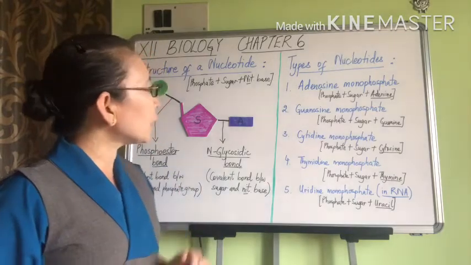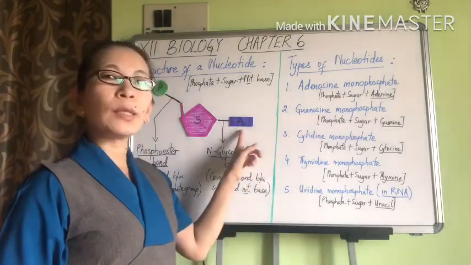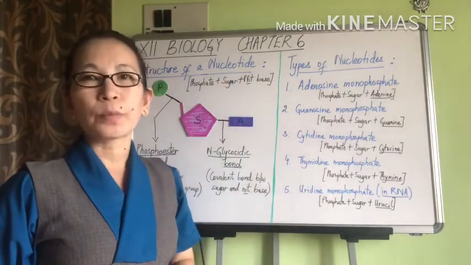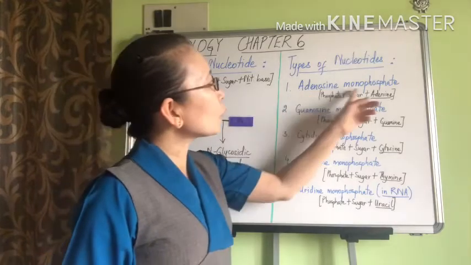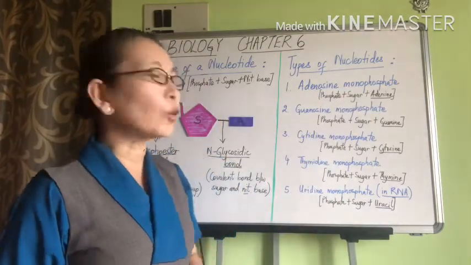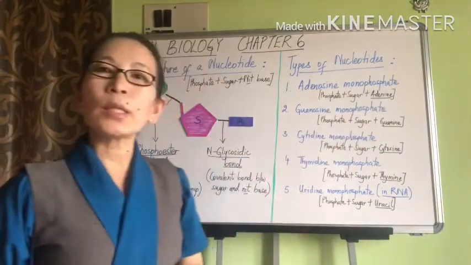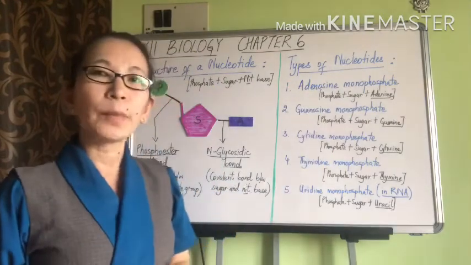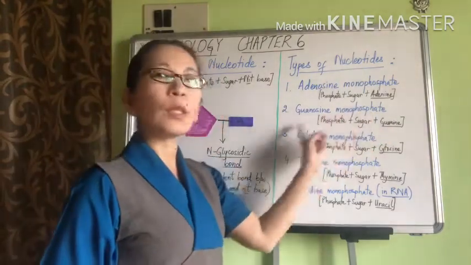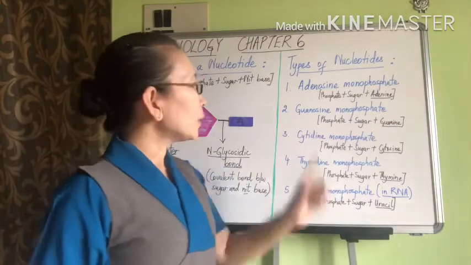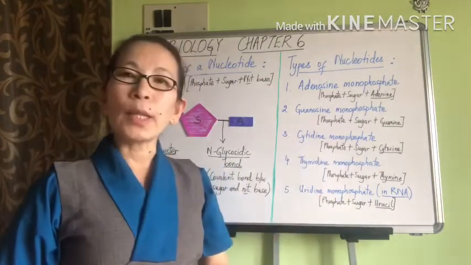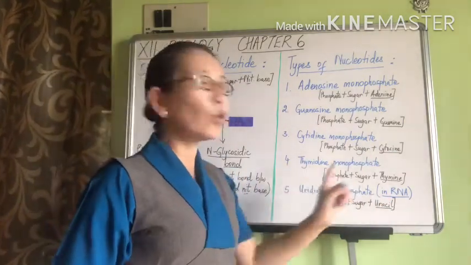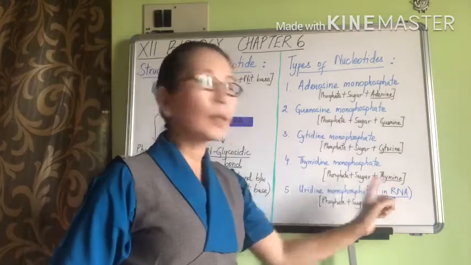Depending on the type of nitrogen base in a nucleotide, nucleotides can further be categorized into 5 broad types. The first is adenosine monophosphate. In this type of nucleotide, the nitrogen base is adenine, hence the name adenosine monophosphate. The second type is guanosine monophosphate, where the nitrogen base is guanine. The third type is cytidine monophosphate, in which the nitrogen base is cytosine. The fourth type is thymidine monophosphate, in which the nitrogen base is thymine.